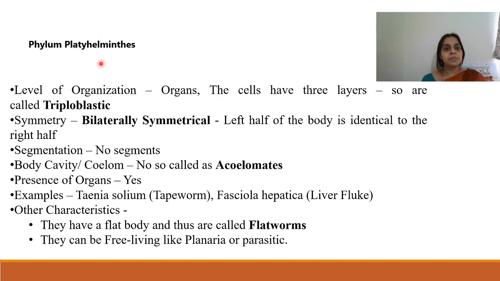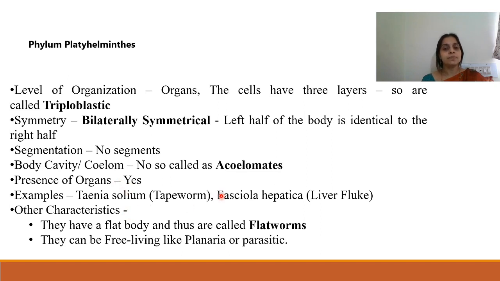The next phylum is Platyhelminthes. Here the level of organization is the organ grade, and they are triploblastic in nature. They exhibit bilateral symmetry, meaning the left half of the body is equal to the right half, so it's identical. There is no segmentation, so the body is not segmented. Coelom is absent, so they are acoelomates. Is there a presence of organs? Yes, they have organ level of organization.